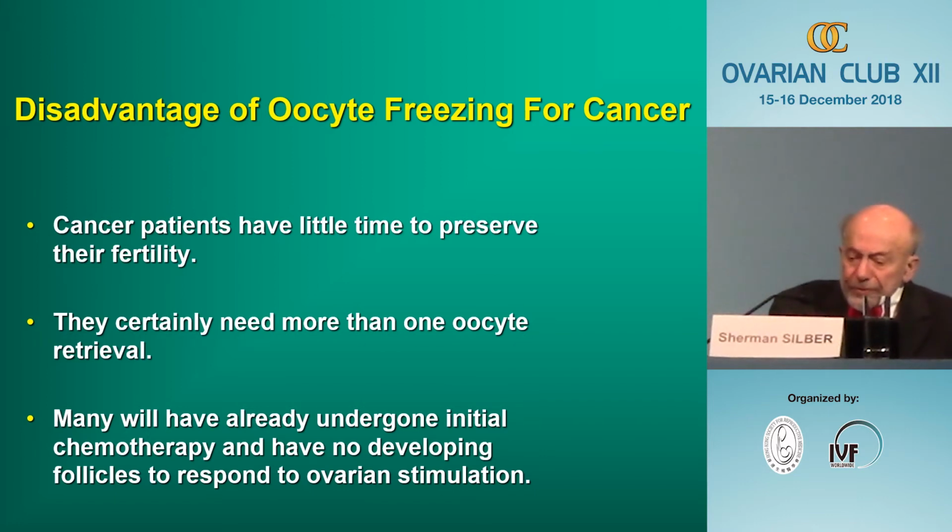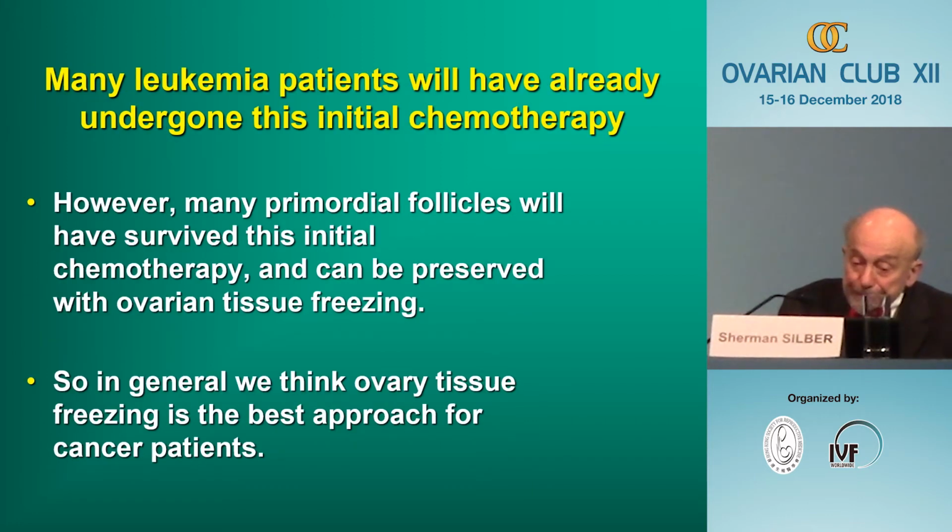So the disadvantage of oocyte freezing for cancer is cancer patients have little time to preserve their fertility. They certainly need more than one oocyte retrieval, and many will have already undergone initial chemotherapy and have no developing follicles to respond to ovary stimulation. Particularly leukemia patients will have already gone through initial chemotherapy, and if you're going to freeze their ovarian tissue, please freeze it after they're in remission after chemotherapy. Don't be in a rush to freeze it. Many primordial follicles will have survived this initial chemotherapy and can be preserved well with ovary freezing.